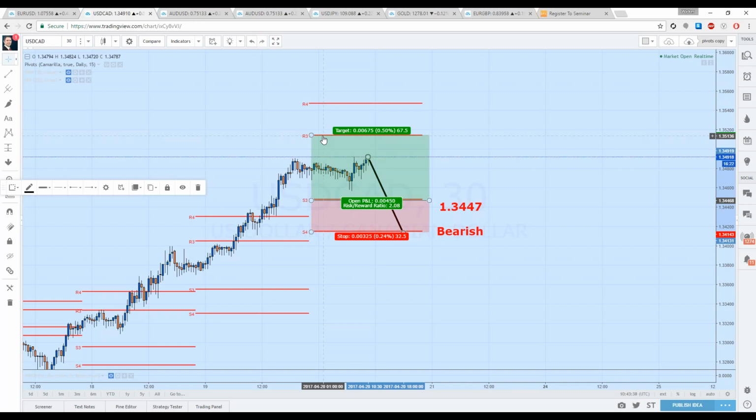Would you please show us how to make pivot settings? Yes, certainly.